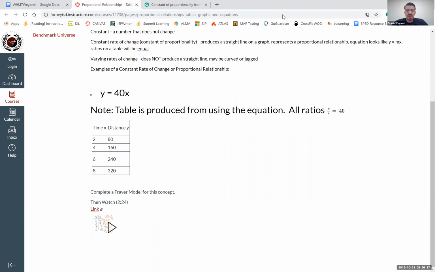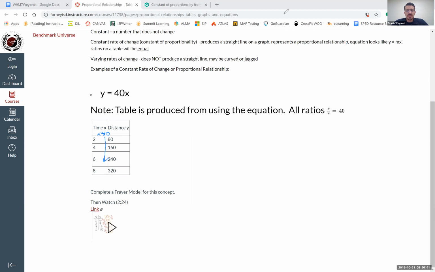So if I were to draw a little bit, what we're doing is multiplying by 40 the whole way down this table. So y equals 40x means y equals 40 times x. Every time I multiply the constant by the x factor, I should get the y factor here, and it should be able to apply to every part of that table.